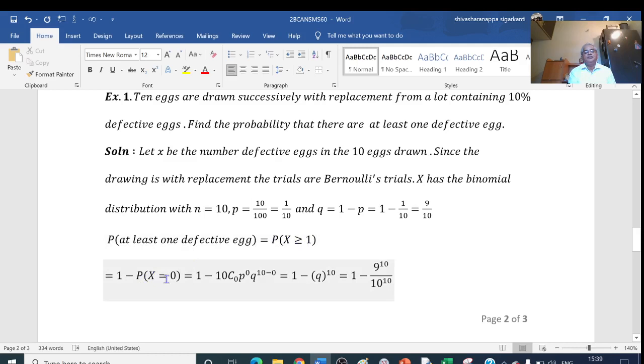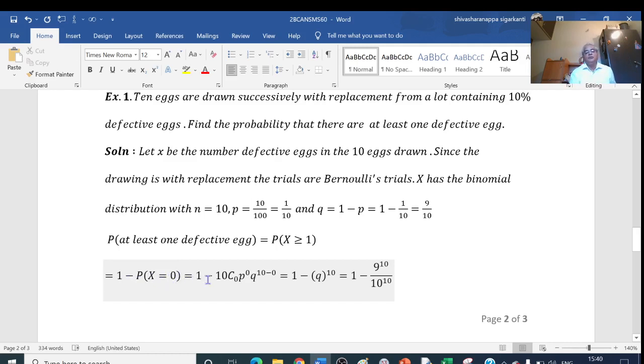1 minus P of x equal to 0. 1 means this is the sum of the probabilities. Sum of the probability is 1. And if I subtract from 1 P of x equal to 0, that is no defective egg, I am subtracting, this gives P of x greater than or equal to 1. Okay.